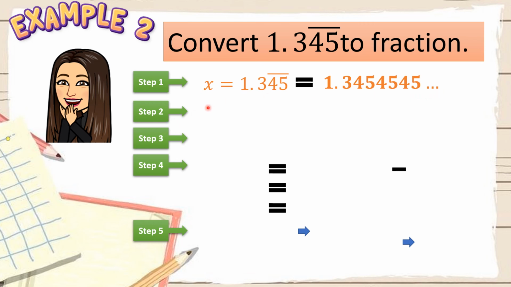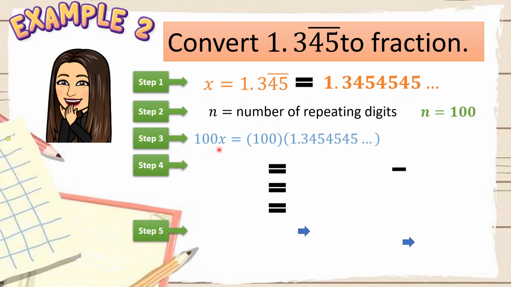Okay, and then for step number 2, we have to determine the number of repeating digits. So ilan po ba yung number of repeating digits that we have? So dalawa. If we have 2 as the number of repeating digits, therefore our n is equal to 100. Okay, and then for step number 3, we are now to multiply this by the repeating decimal that we have. So therefore, we will now have here 100x.